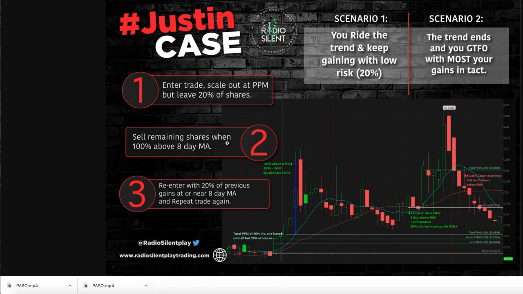So you sell the remaining shares when the stock goes up to 100% over the 8-day moving average, using that as a gauge, and then you re-enter using 20%, 30%, as long as you're not adding all your money, because what if the stock announces bad news and then you lose everything? You don't want to do that. You want slow mathematical growth. So you re-enter with 20% to 30% of your previous gains at or near the 8-day moving average, and you rinse and repeat the trade, because now you're getting accustomed to that trade.